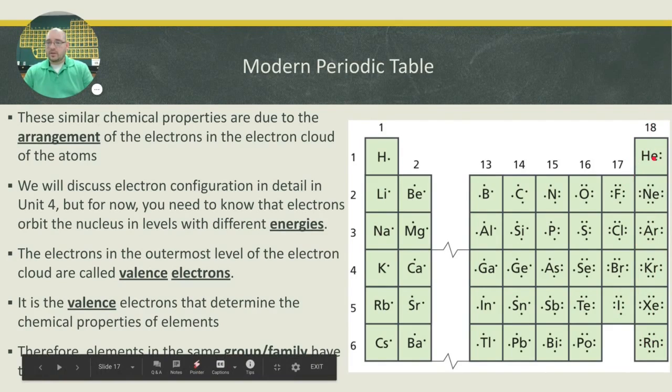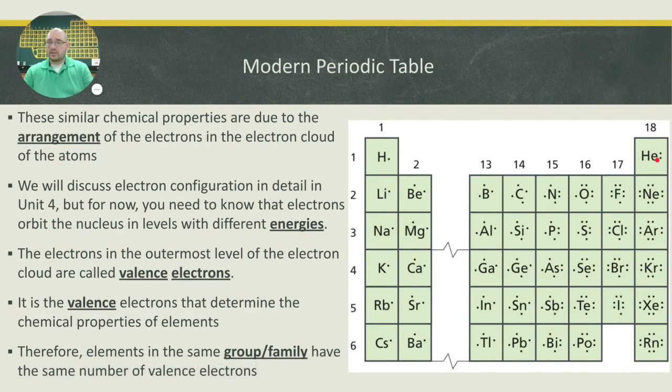The reason helium only has 2 is because helium only has 2 electrons. It can't have 8 valence electrons when it only has 2 electrons total. Why is helium not over here? We'll get to that later. But helium is here for a reason. Even though it only has 2 valence electrons, it is the exception. Everything else has the same valence electrons.